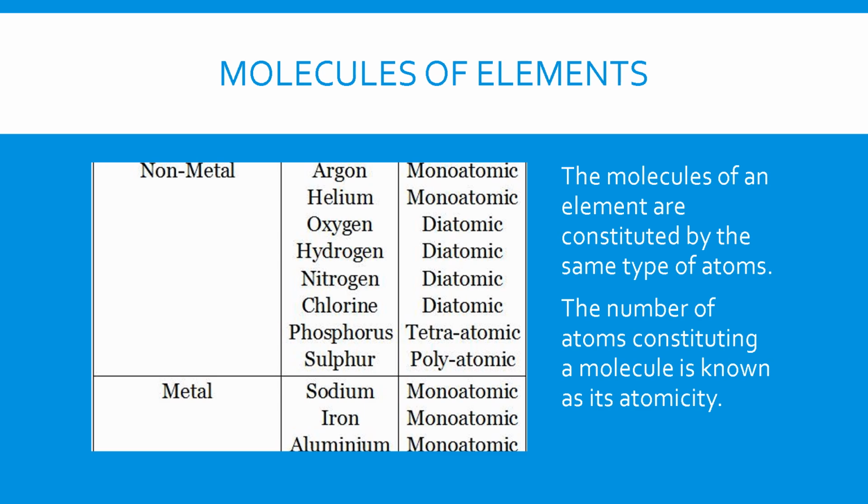Oxygen molecule is made up of two atoms of oxygen, and that's why the atomicity of oxygen is diatomic. Phosphorus is made up of 4 atoms of phosphorus, and therefore the molecule of phosphorus is tetraatomic. Molecule of sulfur is made up of 8 atoms of sulfur.